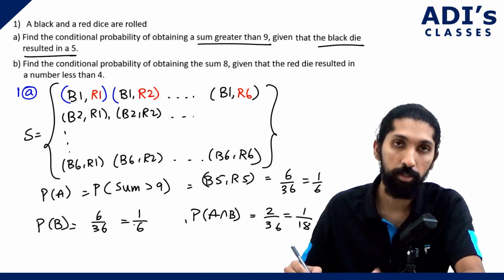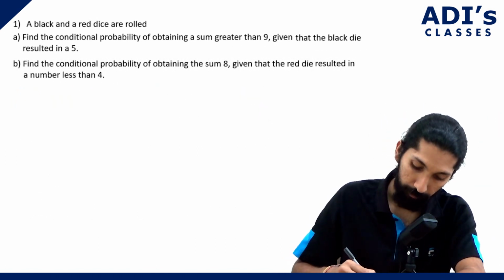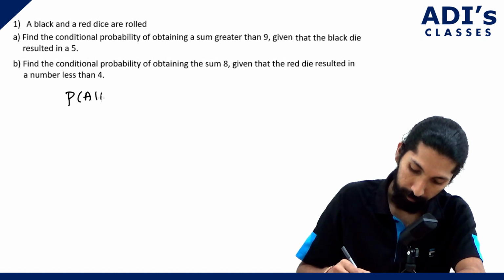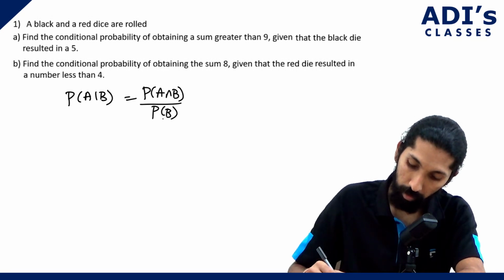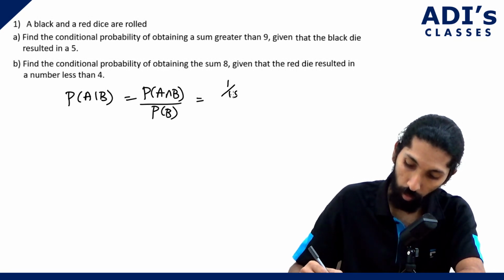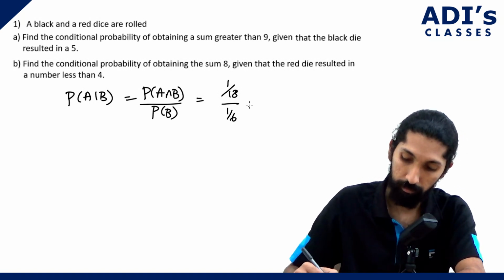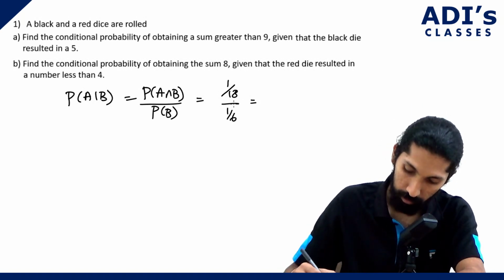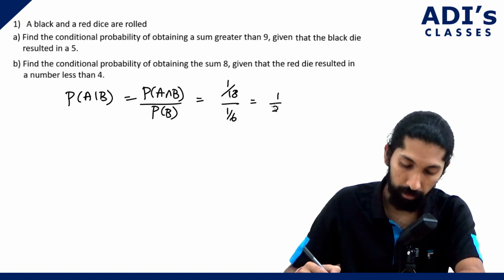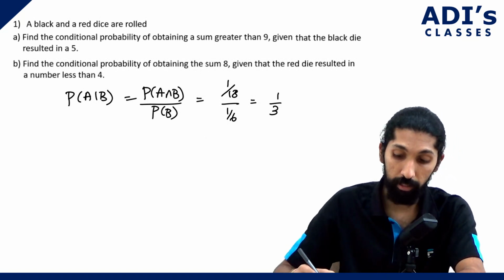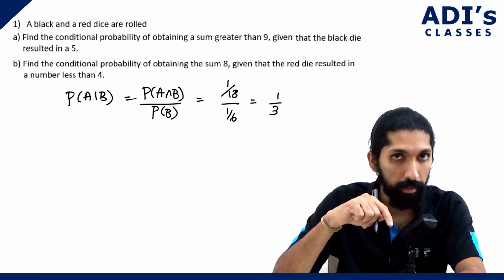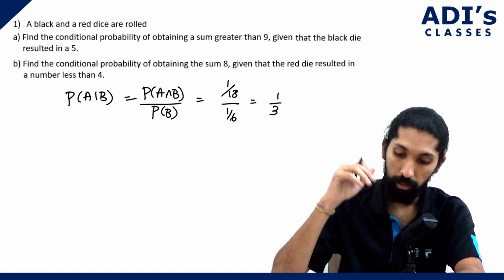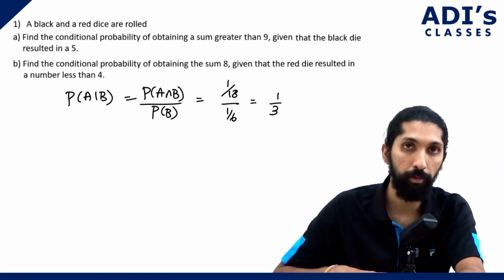Now let's apply the formula and solve this one. P of A given B is P of A intersection B divided by P of B. So 1 by 18 divided by 1 by 6. Correct? So the answer is going to be 1 divided by 3. So the probability that the sum is greater than 9, provided that the black die gives us 5, is 1 divided by 3. Very, very simple.